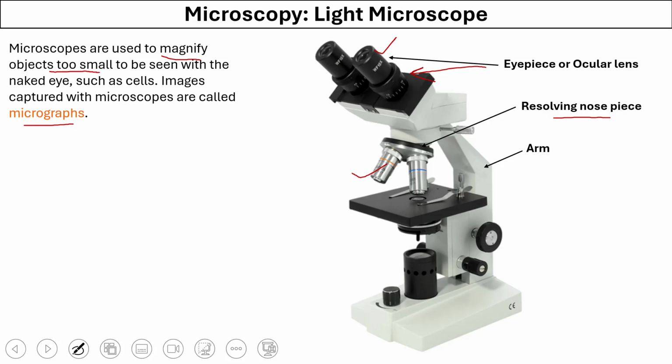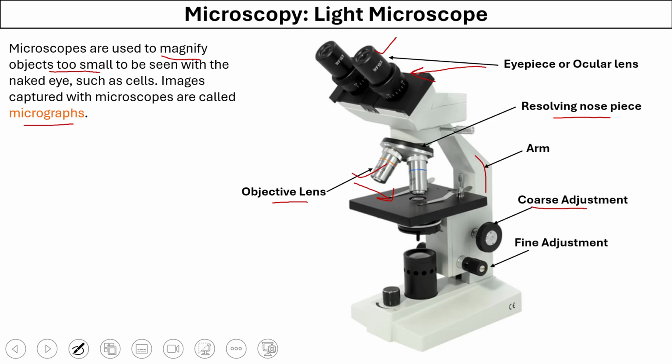Then you have the arm from where you hold the microscope. You have objective lens, which are towards the object because you put your object here. Then you have coarse adjustment. This is the knob that you move up and down to bring your object into focus. This is the fine adjustment. When you have your object in focus, to make it more clear and sharp, you use the fine adjustment.